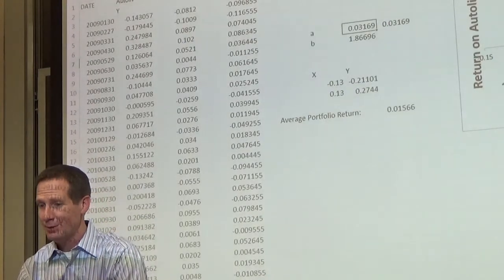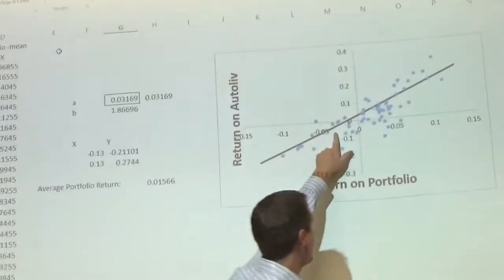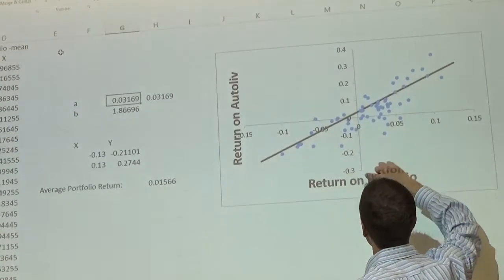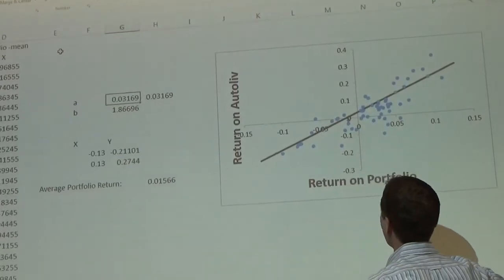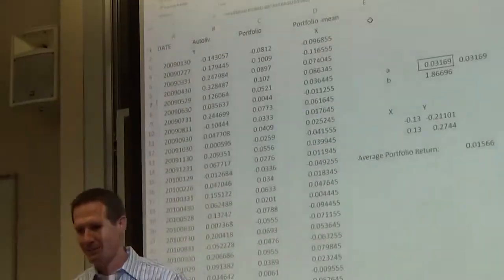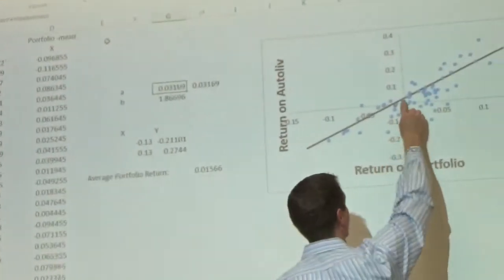So in this regression, here's a picture of the regression line right here. The X variable is the shock to the portfolio. The Y variable is going to be the return on Autoleave, and the intercept is my expected return, 3.1%. That's that number right there. Okay.